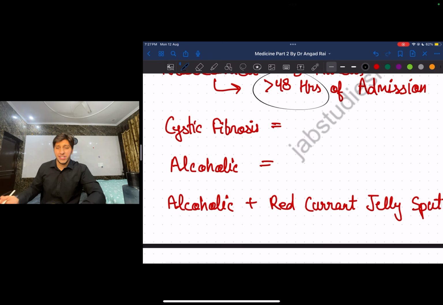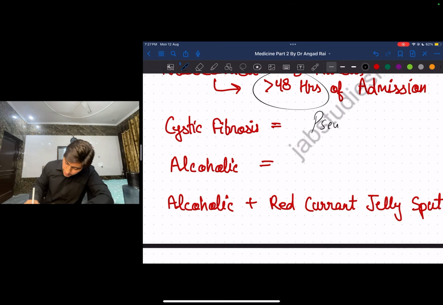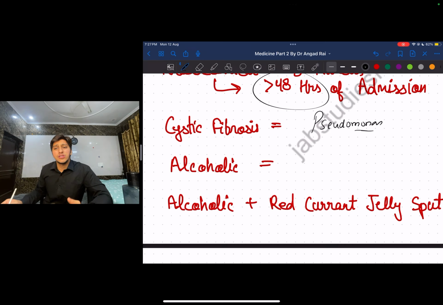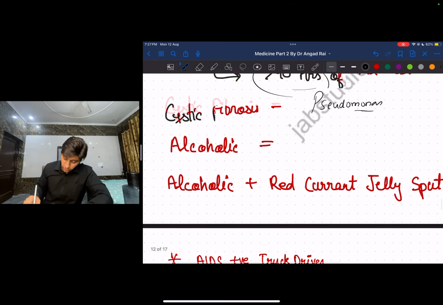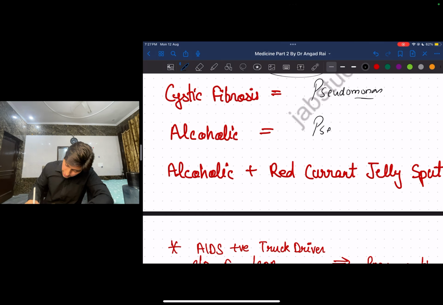What is the infection, which bacteria is causing the pneumonia in cystic fibrosis, guys? That is going to be Pseudomonas. You guys might have noticed something. Pseudomonas comes in so many conditions, right? See, Pseudomonas here also. Alcoholic patient also Pseudomonas. Because why it will be there? It is because of an anaerobic bacteria.